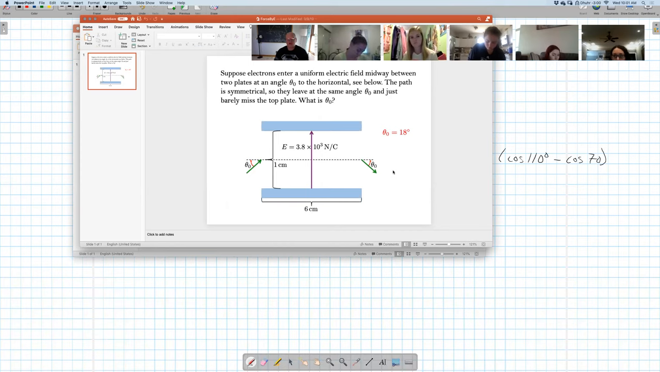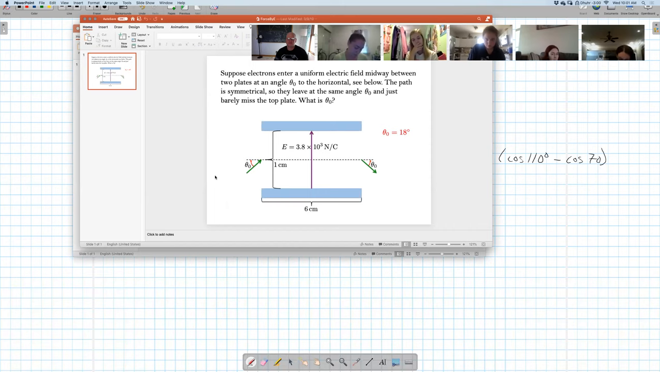And what it wants to know then is what? So it's going to come up and just skim the top plate, which means the total y direction it's going to move is half a centimeter. And from here, what we want to do is determine the angle at which it comes in and leaves, which turns out to be 18 degrees.